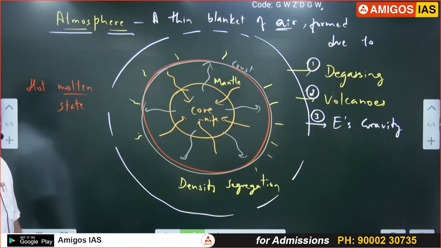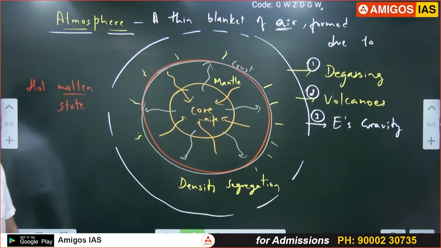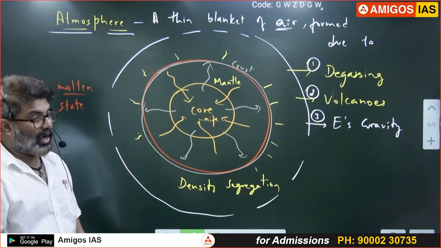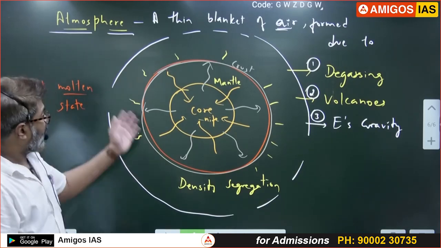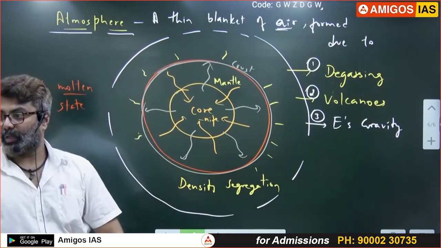So please remember the 3 processes. What is atmosphere? Is everything clear? It's a blanket of air around the earth, all around the earth. It's an envelope of air.